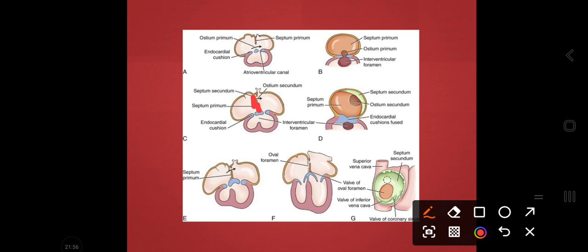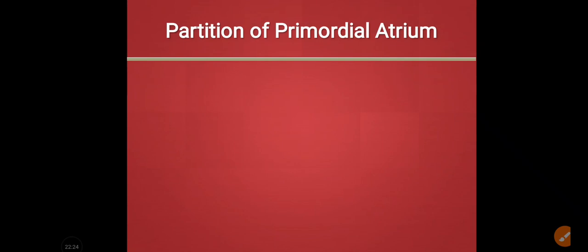Now there is a gap between the septum primum and septum secundum, known as foramen ovale. So, what is a foramen ovale? It is a passage between the septum primum and septum secundum. This foramen ovale closes immediately after birth, and allows the passage of blood between the right and left atrium during intrauterine life.